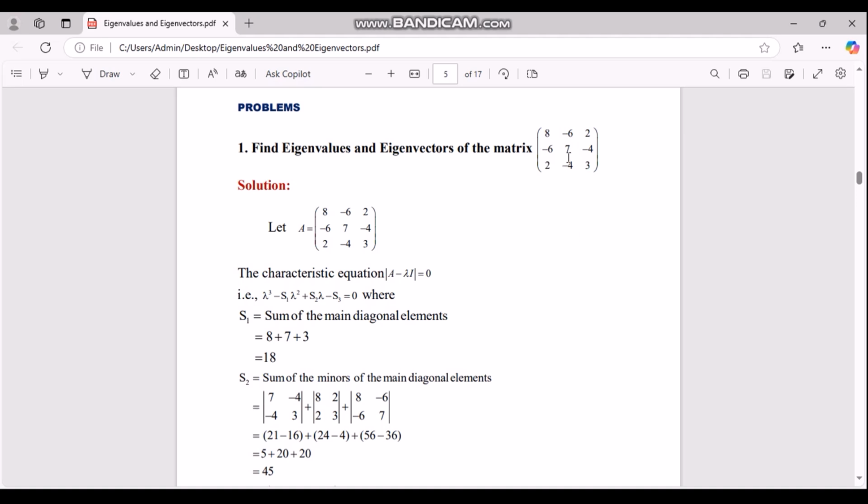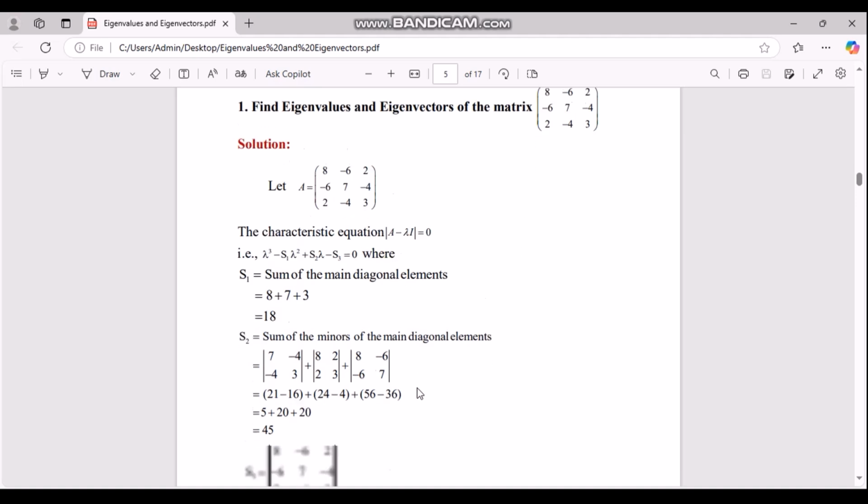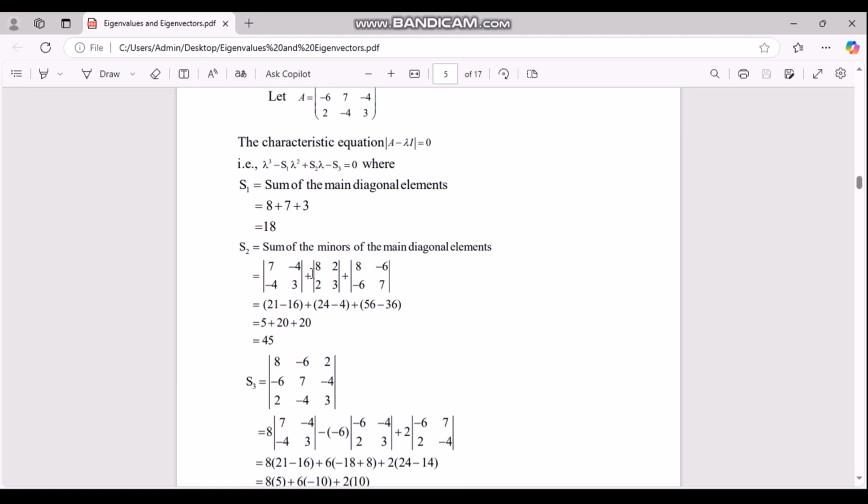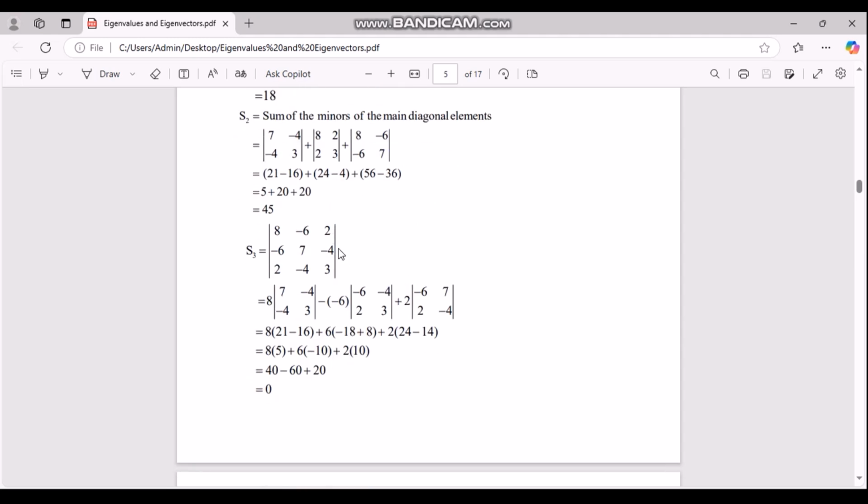So how to easily remember? Here first you look at these four elements, 7, minus 4, minus 4, 3, and next the four corners, 8, 2, 2, 3, and next the first four elements, 8, minus 6, minus 6, 7. Hope you studied how to find a determinant in your schooling. Actually, when you go for a determinant, you use negative signs in the middle. But here there is no negative sign. It is simply the sum of the minors of the main diagonal elements. So upon calculation, we are getting it as 45.